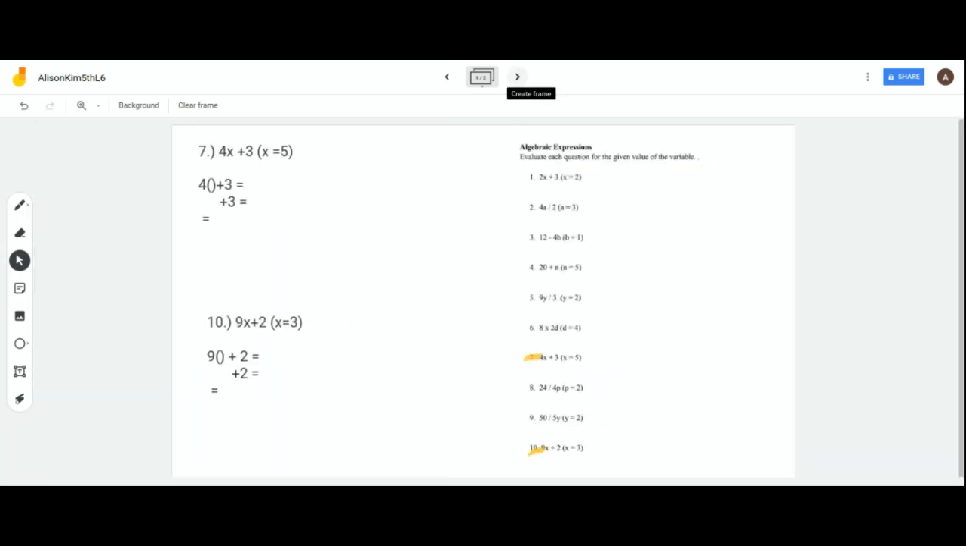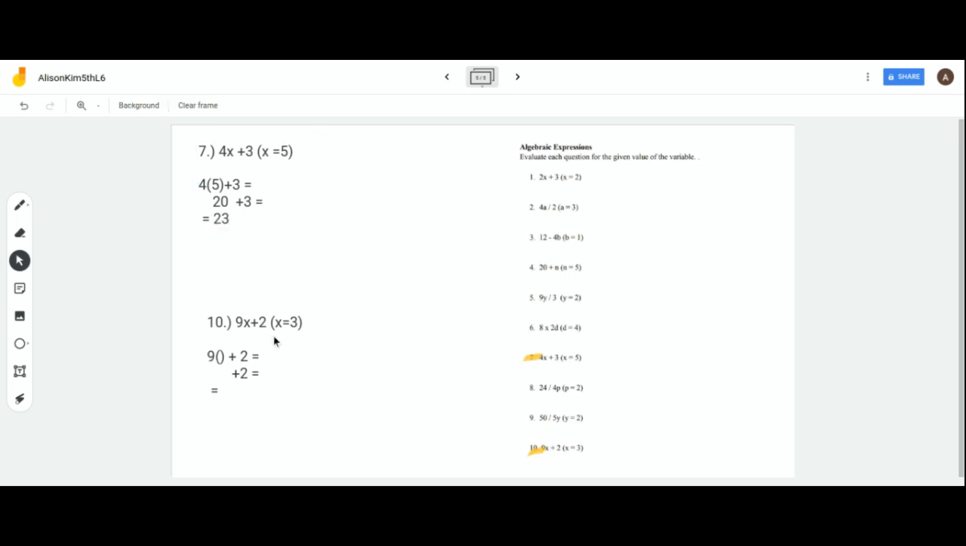Now let's do algebraic expressions. We're going to do number 7 and number 10 together. These ones are easy because they already gave you the x values, okay? So it says 4x plus 3, and then parentheses x equals 5. So we're going to plug in the x. So we get 4 times 5 plus 3, right? 4 times 5 is 20, so we put 20 right here. 20 plus 3 will be 23. So your total answer for number 7 will be 23.